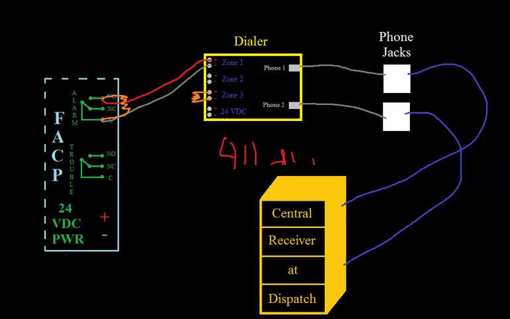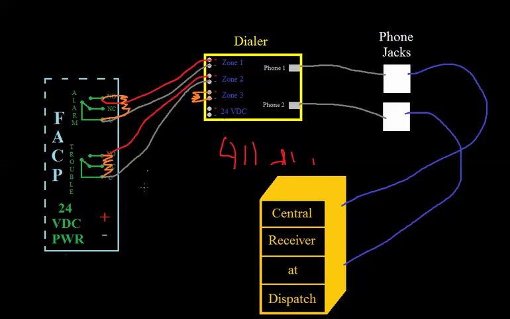Zone 2 is typically set up for trouble. We're going to do the exact same thing we just did. Now it's probably going to get a little close together here. We're going to go positive to normally open, and negative to common. And then we're going to get our resistor. So right now the panel's clear. All three zones see a resistor, it's happy.